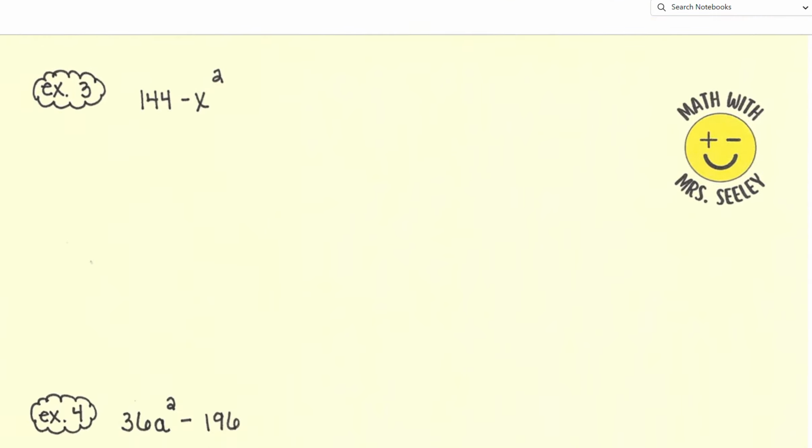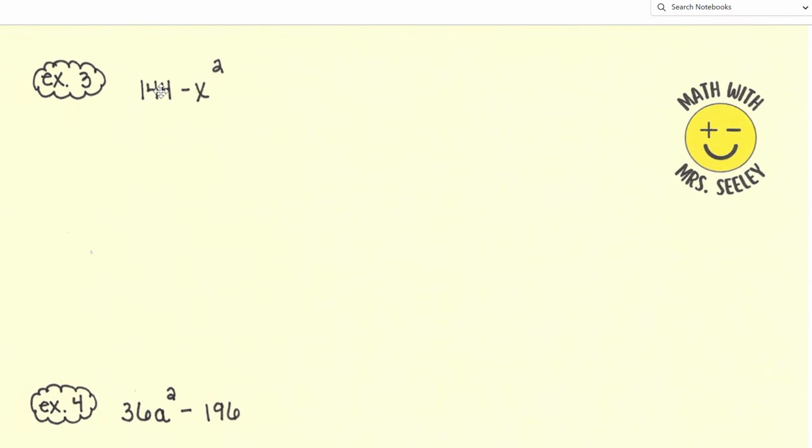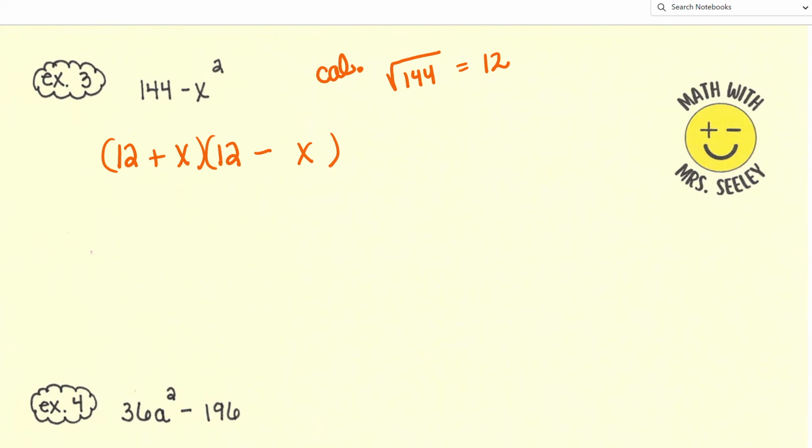Example 3. In example 3, they put the number first and then the letter, and that's okay. You just have to do whatever they do. So I'm going to put whatever I square to get 144, and maybe you're familiar that that's 12 times 12. But if the numbers are ever too large and you're not sure, you can go to your calculator and just take the square root of the number, and it will tell you. And then x times x, and I need a plus and I need a minus.